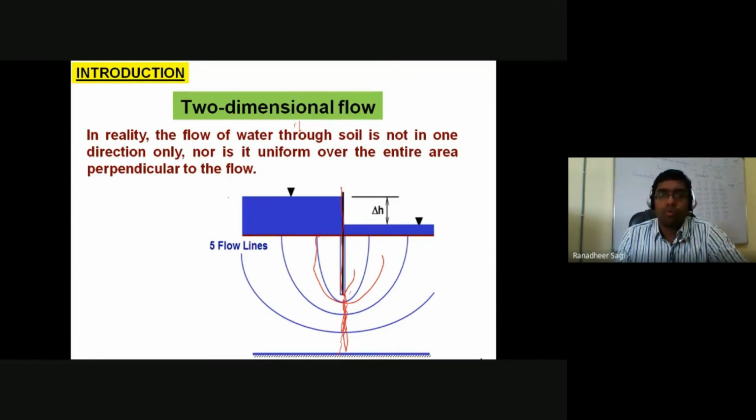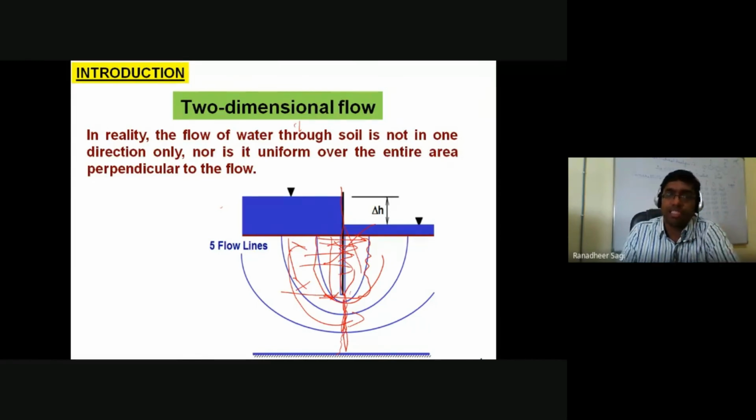Because the flow cannot happen across the cross section of this sheet pile, as the sheet pile is driven over a certain depth into the soil strata. So over this much depth of the soil strata, the flow is not happening directly from upstream to downstream. Rather, flow has to happen only from the bottom of the sheet pile, through the soil medium, which is considered to be porous.